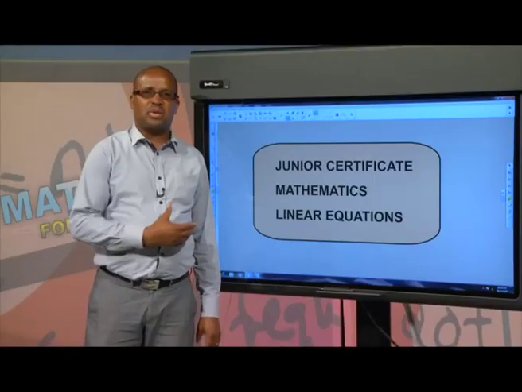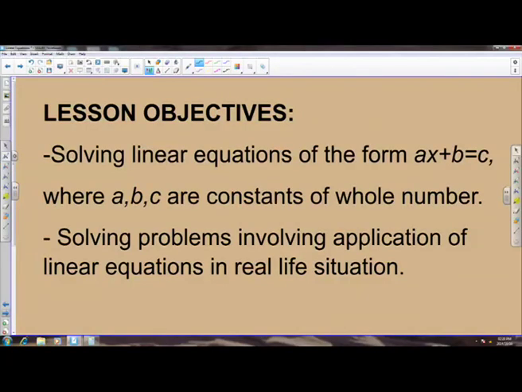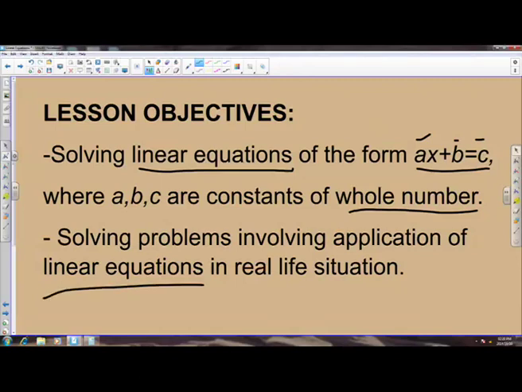Let us have a look at today's objectives. The objectives of this lesson say: solving linear equations of the form ax plus b equals c, where a, b, and c are constants of whole numbers. That is, a, b, and c are whole numbers. They should be whole numbers. And then we'll go on and solve problems involving application of linear equations in real life situations.